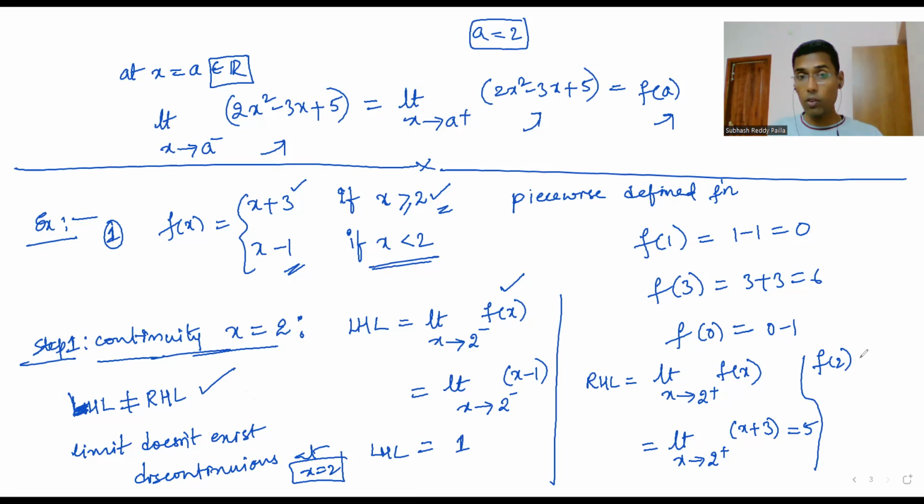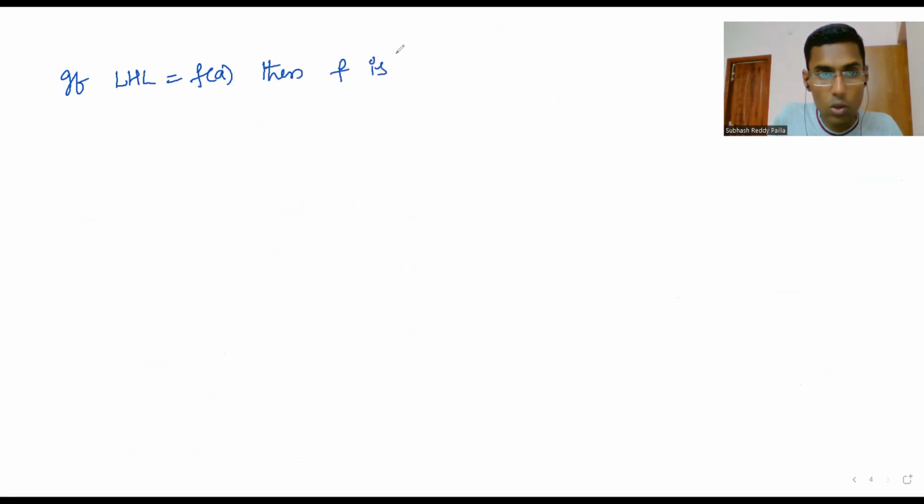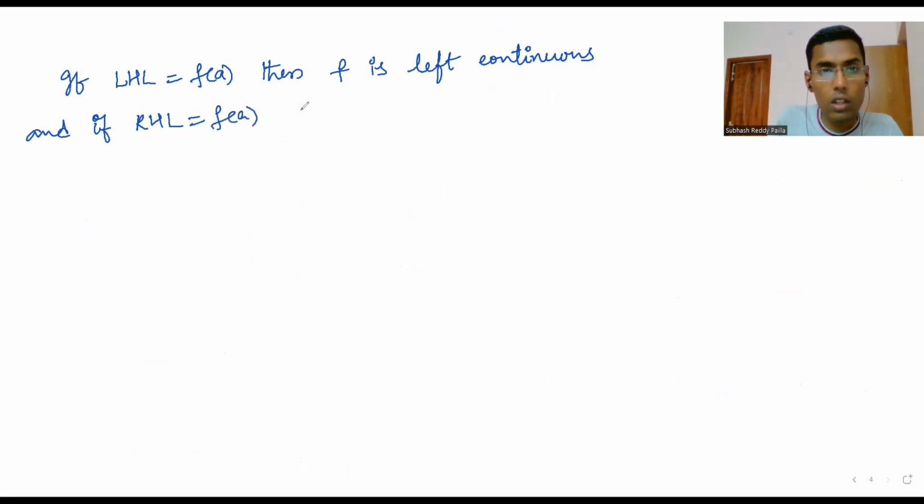So now, if I check f of 2, what is f of 2? F of 2 is the same, x plus 3, is 2 plus 3, so 5. So you know what you can say? Here you can say it is right continuous. See, if at all LHL equals f of a, then f is left continuous. This is just the definition. And if at all RHL equals f of a, then f is right continuous. The only terminology, you should understand this.